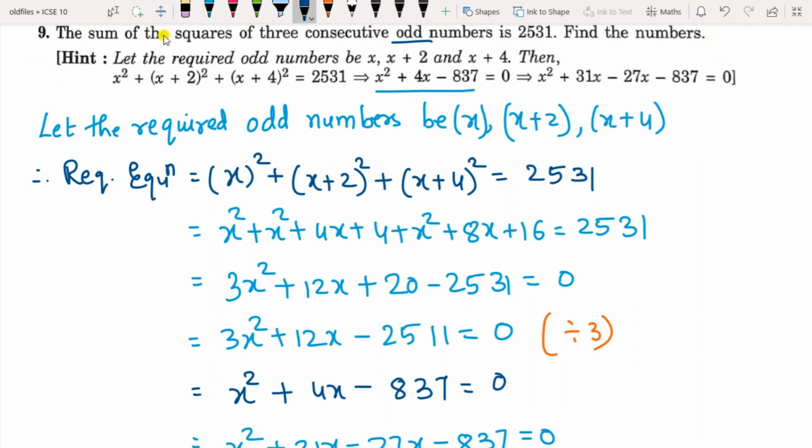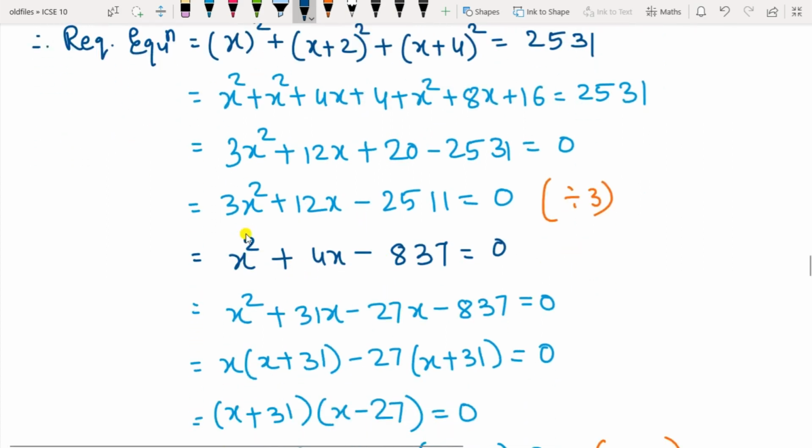The sum of the squares of these numbers is 2531. So you have to square these numbers and add them, you get 2531. So expand these and bring the like terms together and convert it into a quadratic equation. So this is the quadratic equation, x square plus 4x minus 837 equal to 0. So 837, take its factors, it will be 31 into 27, and their difference you get as 4 here.